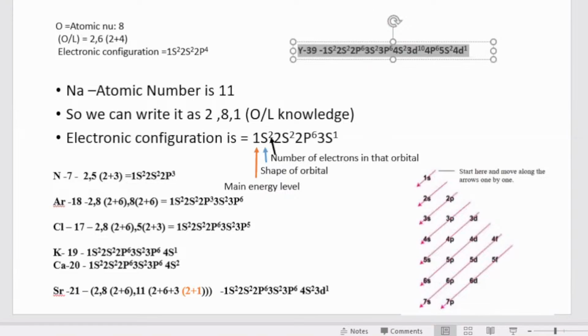Can you see me? Can you see the slides? Okay, can you see the slides? You can see it, no? Sankar, please talk with me.